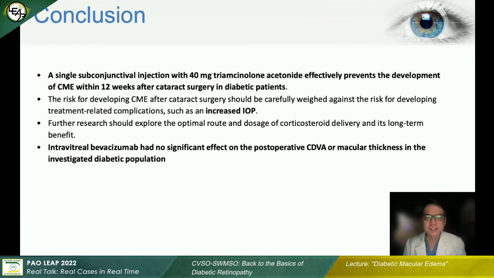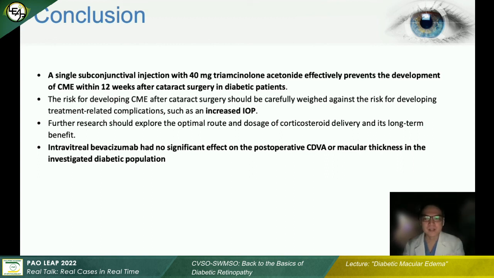In conclusion, the results of the ESCRS PREMED study provide compelling evidence that a single subconjunctival injection with 40 milligrams of triamcinolone effectively prevents the development of CME within 12 weeks after cataract surgery in diabetic patients. However, the risk of developing macular edema after cataract surgery should be carefully weighed against the risk of developing treatment-related complications such as increased IOP. The results of this study are promising. However, further research should explore the optimal route and dosage of corticosteroid and its long-term benefit.